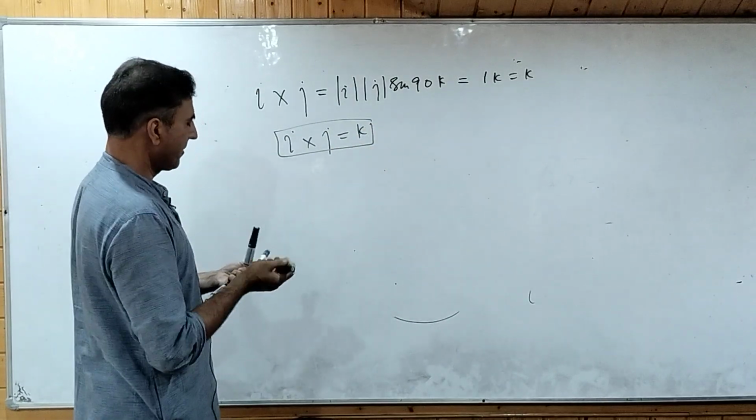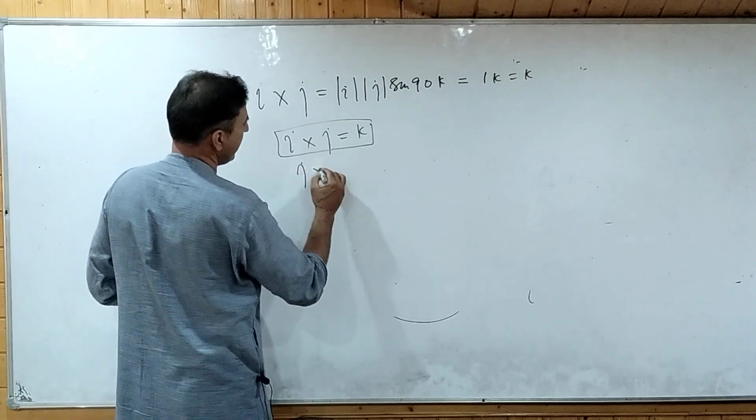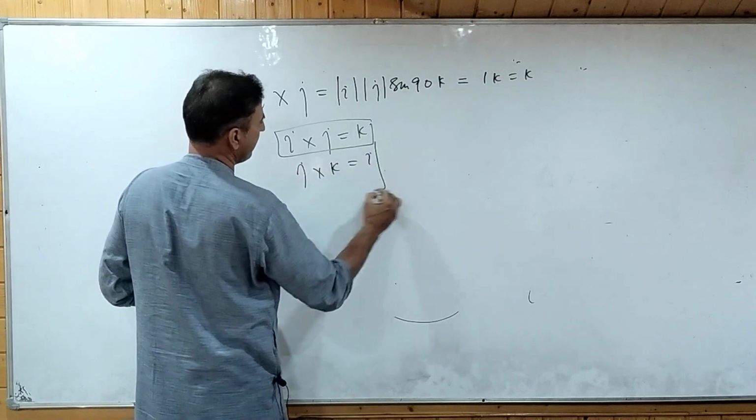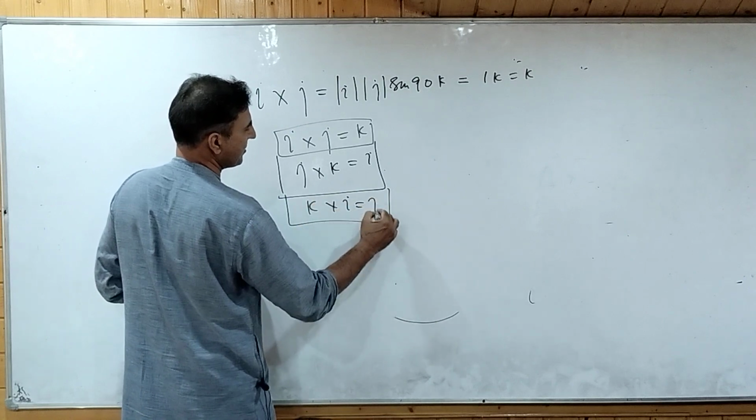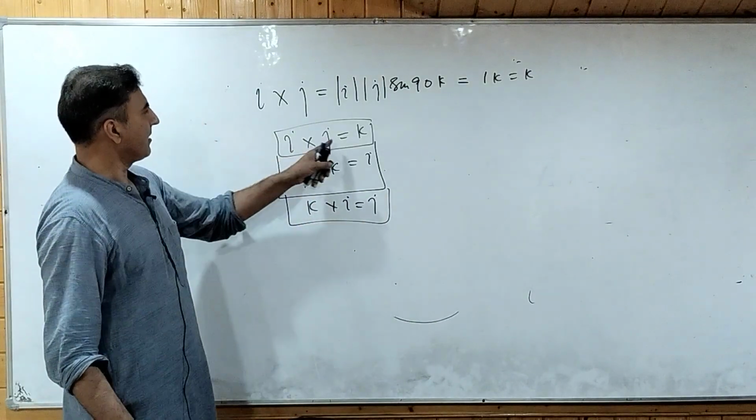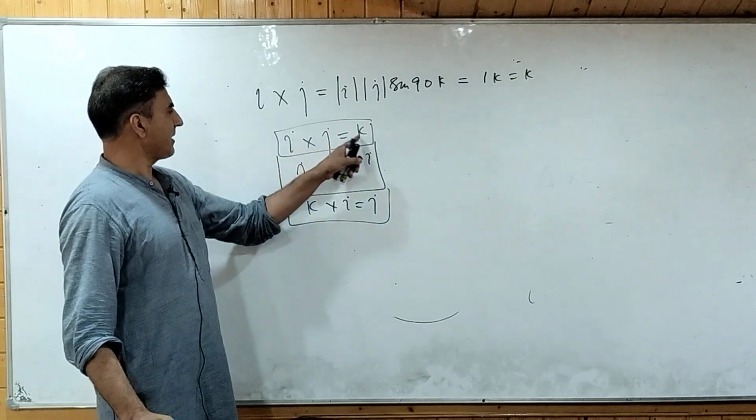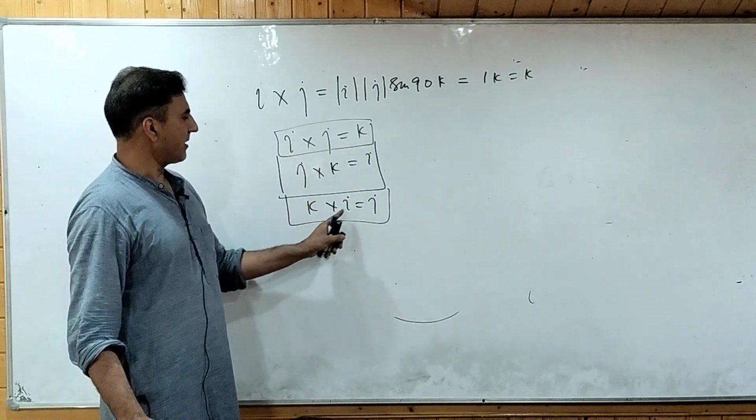And what about J cross K? J cross K is equal to I by similar arguments. What is K cross I? That is J. I cross J is K, J cross K is I, K cross I is J.